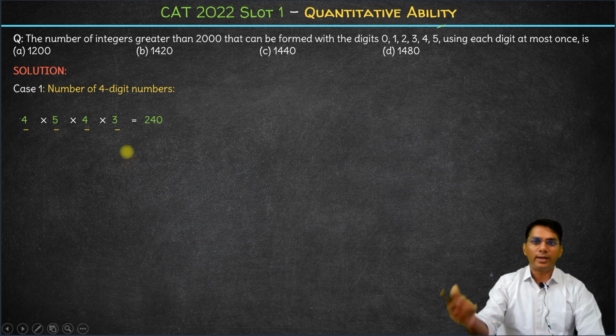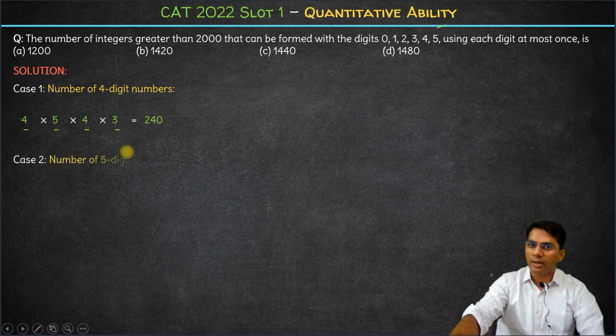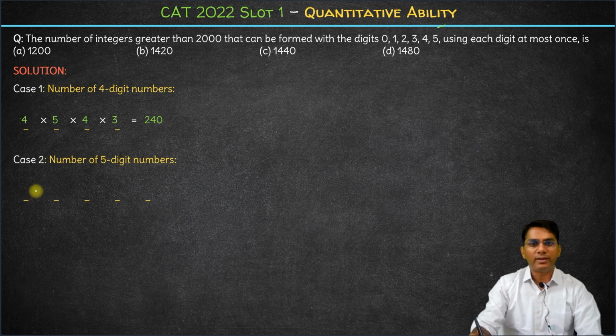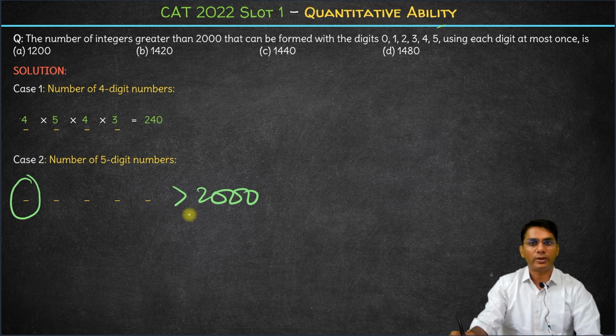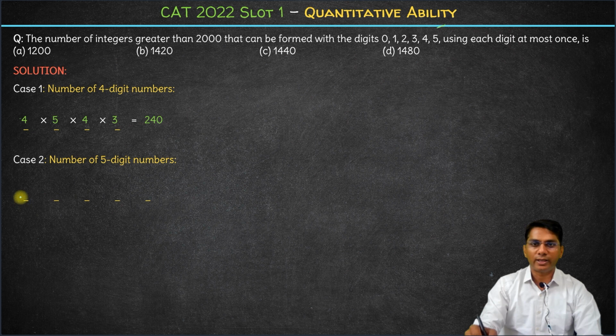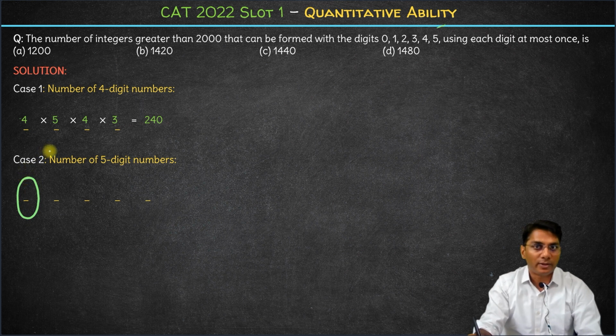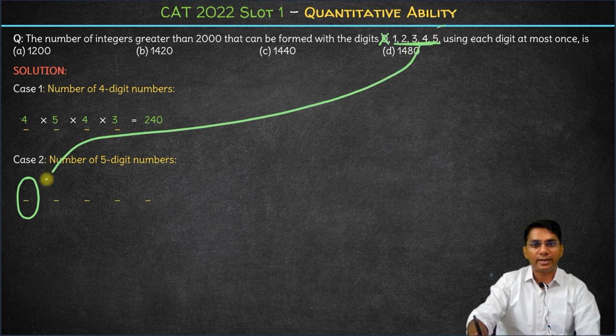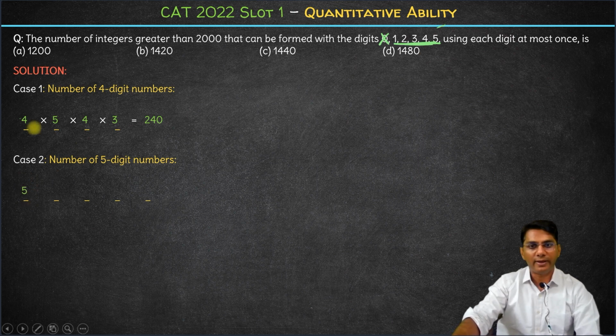Okay. Now let's come to the next case, which is number of 5-digit such numbers. Now since it is a 5-digit number, there is no problem of it being greater than 2000. All 5-digit numbers are by default greater than 2000, so we need not worry about greater than 2000 here. So let's start here. Now this leftmost digit cannot be 0, otherwise it will not be a 5-digit number. So it cannot be 0, it can take any other digit. So of the remaining 5 digits, this place can be filled in 5 ways.